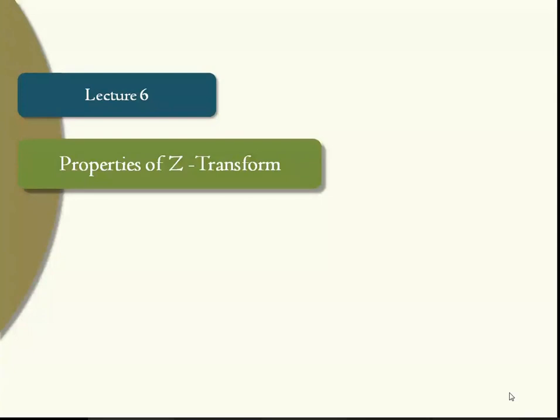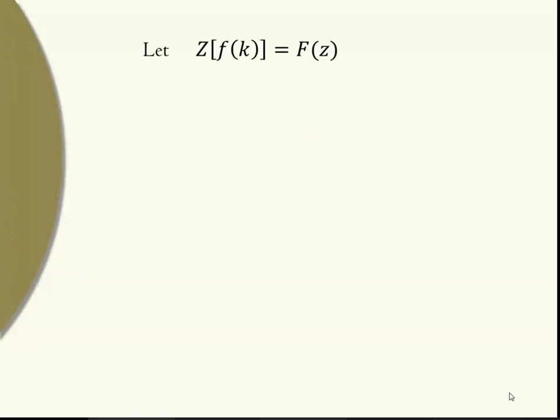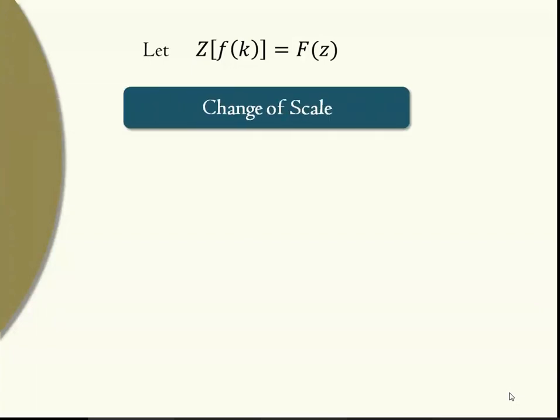In this lecture, we are going to see some properties of Z transform and standard Z transform of some standard functions. So what are the properties? One by one we'll see all those properties. If we know the Z transform of f of k, suppose it is f of z, then the first property is change of scale.